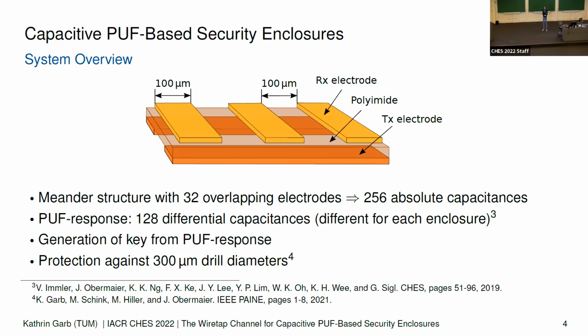We are well aware that there are many other types of physical attacks for the enclosure, and we also published a paper on that. But the thing is, if you go to smaller drilling diameters, you will always need additional physical countermeasures, and it's not really the job of the software alone to take care of that.